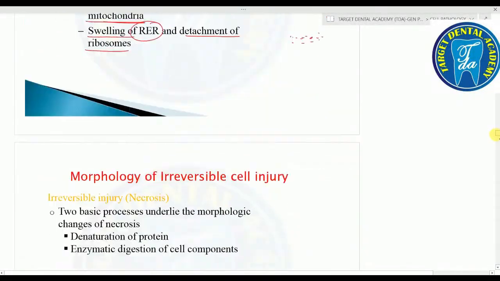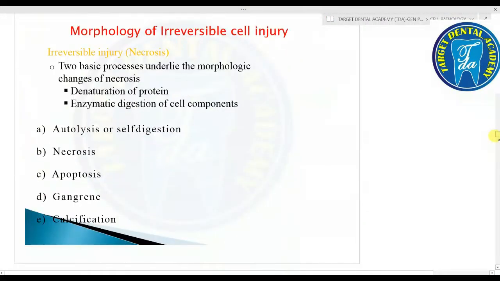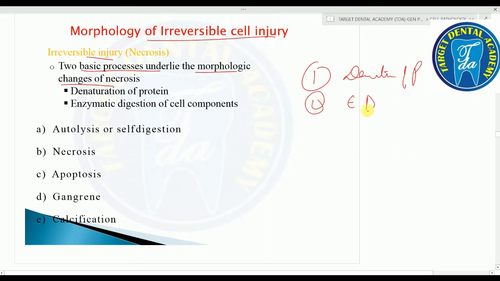Right? So next is the morphology of the irreversible cell injury. So the irreversible injury is also called necrosis, in which there are 2 basic processes which underlie the morphologic changes of the necrosis. Number 1 is the denaturation of the protein and number 2 the enzymatic digestion of the cell components. There are autolysis or self-digestion, necrosis, apoptosis, gangrene and calcification.